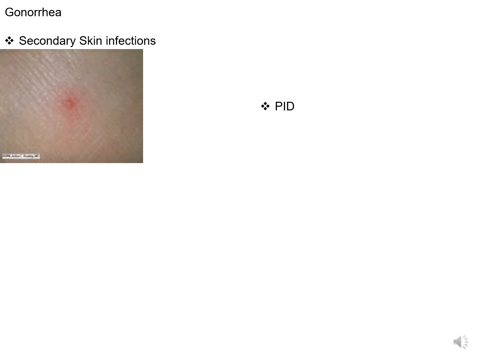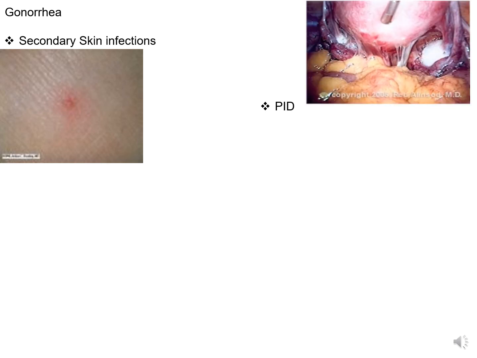The other big thing that we'll see as a complication will be PID. And ladies, this is when it keeps traveling. It's going to go through the cervix, through the uterus, through the fallopian tubes to the ovaries. And that's what pelvic inflammatory disease is. Now looking here, you can see each ovary covered in white pus. You can see the uterus, which is the red organ in the middle, covered in white pus.